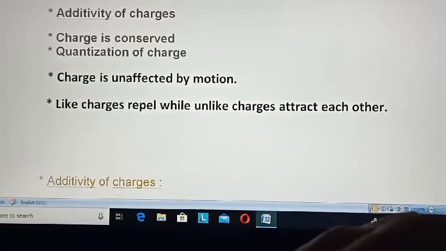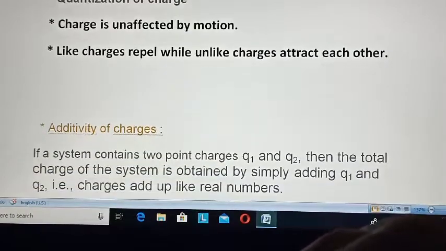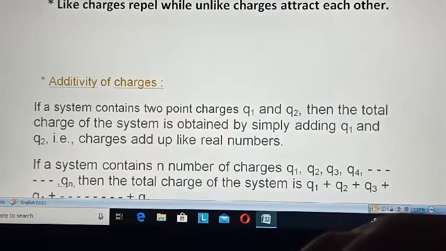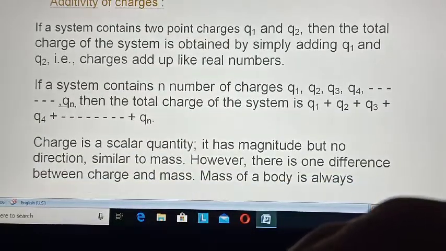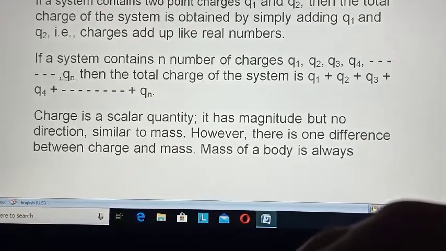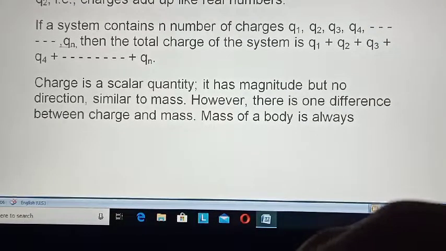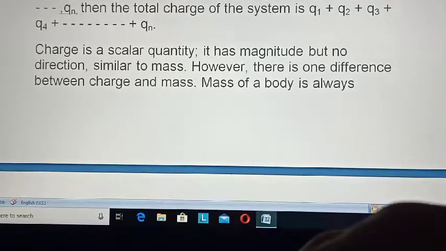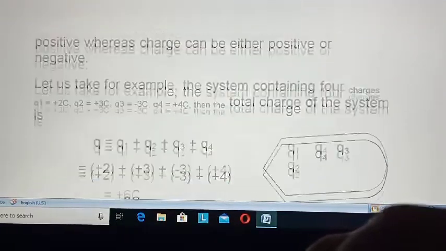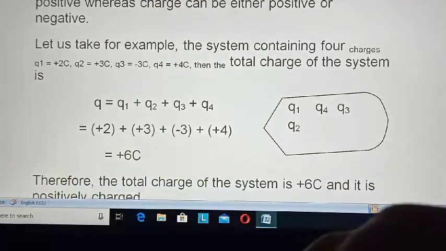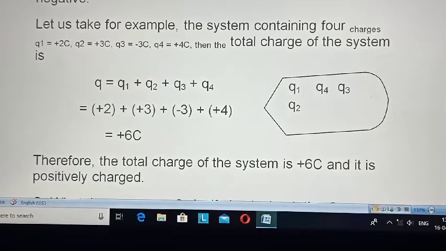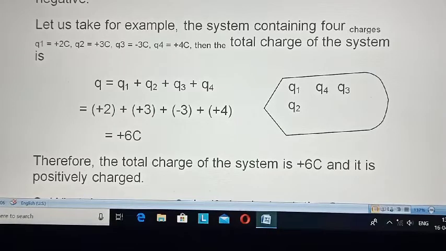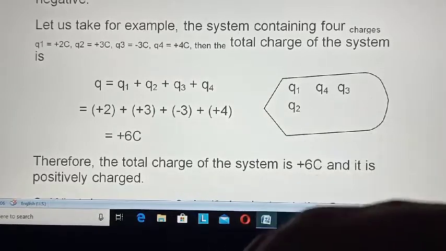Number 3 is additivity of charges. So it means charges are algebraically addable. If you consider a system containing n number of charges like q1, q2, q3, q4 up to qn, then according to additivity of charge, total charge of the body is equal to q1 plus q2 plus q3 plus q4 up to qn.